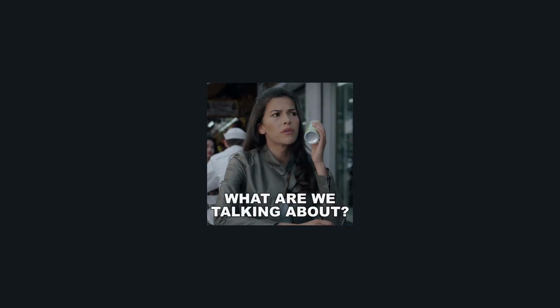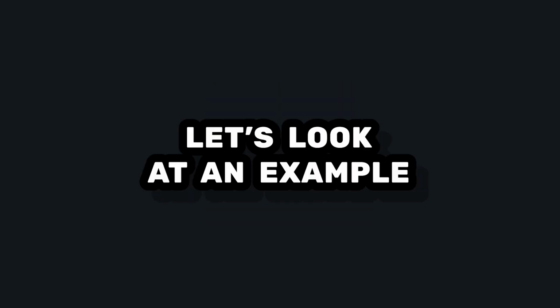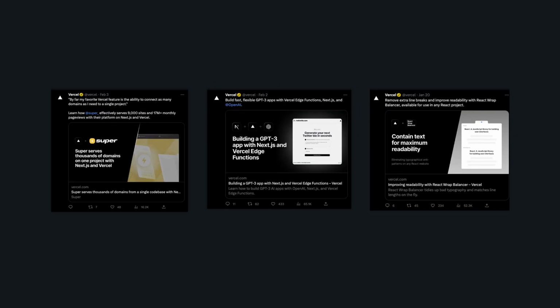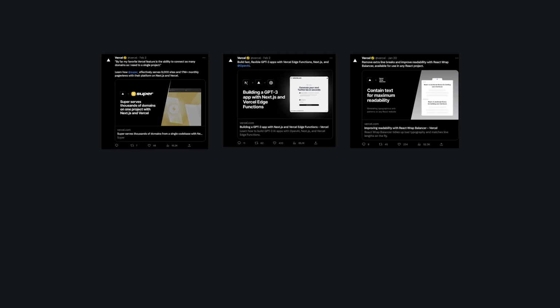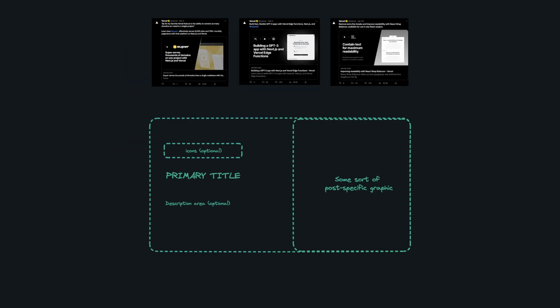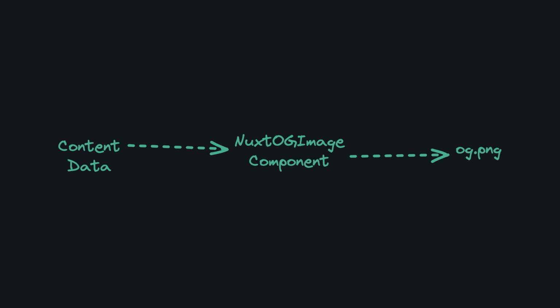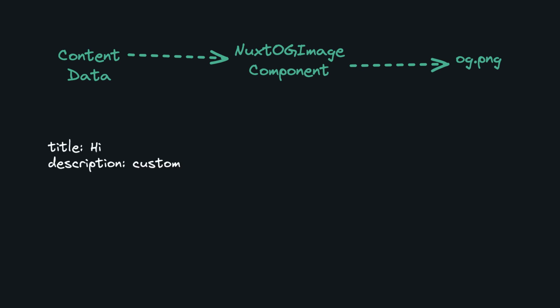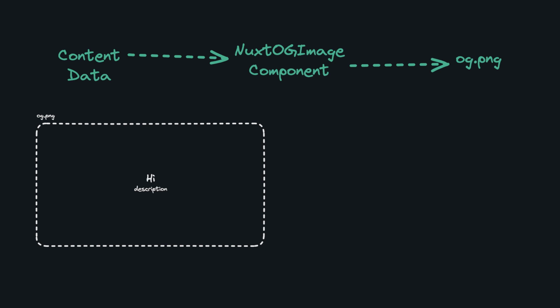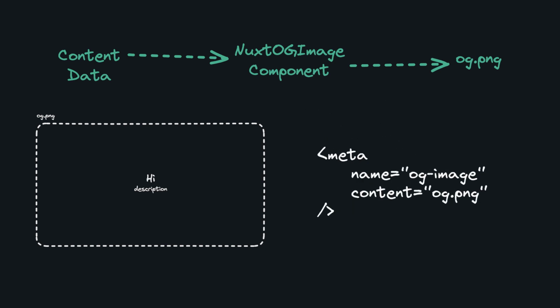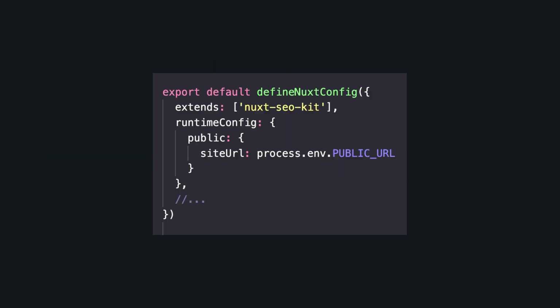So first, what are dynamic OG images? And to see that, let's take a look at an example. If we go to the Vercel blog, we can see that the cover image for each post follows a similar structure, but the content is dynamically generated. With Nuxt OG image, we can build a component that generates these images using data from Storyblok. For every image that we want to have a blog post, we can give our title and description to Nuxt OG image, and not only will it generate the image for us, but the module will also automatically set the OG image meta tag.